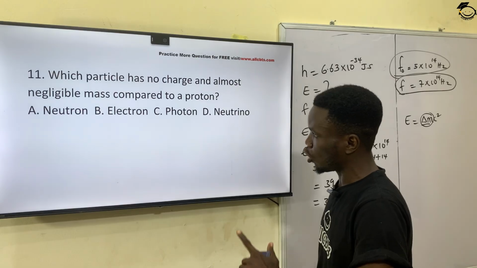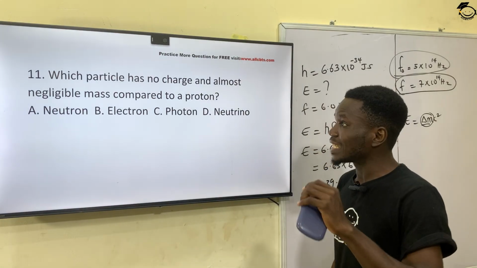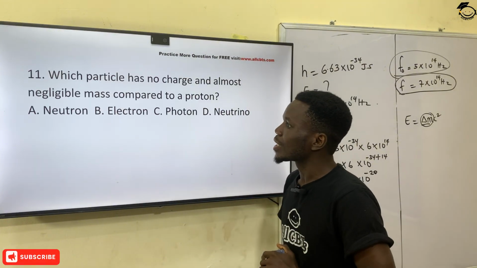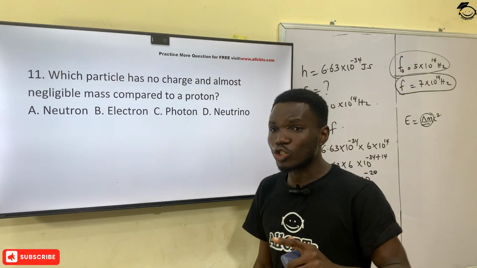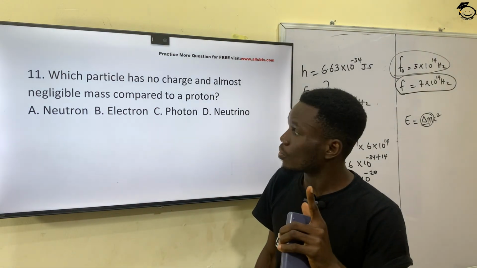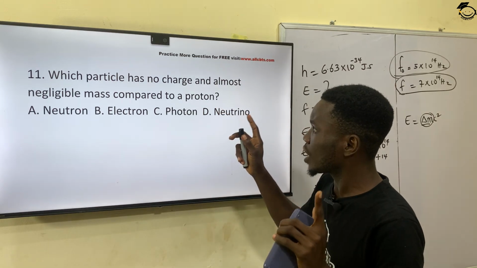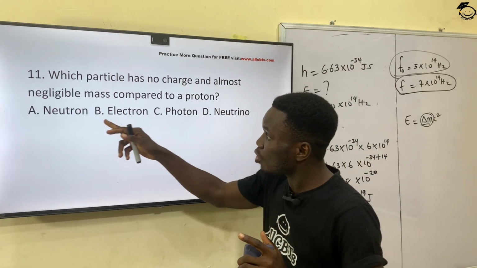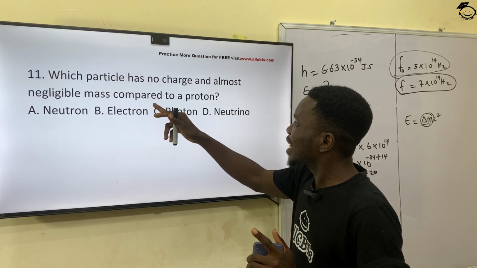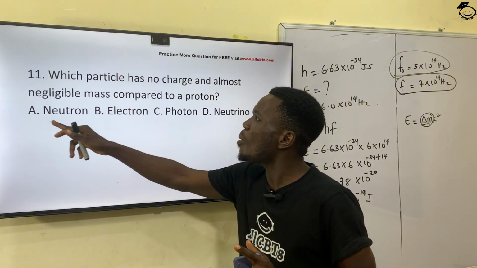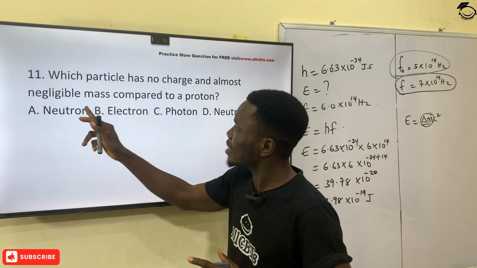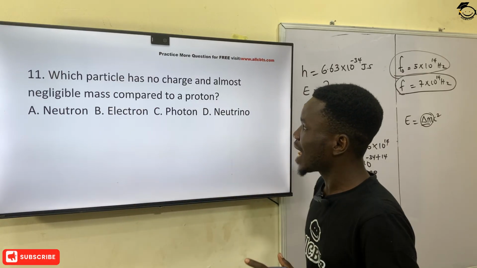compared to a proton? It has no charge and it has negligible mass compared to a proton. Now the first one is the neutron. The neutron has no charge, all right, but it does not have negligible mass. It has a mass that is almost equal to the mass of a proton. So that means the neutron is not the correct answer.